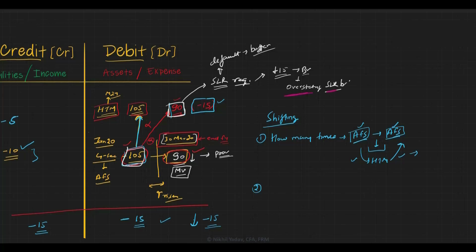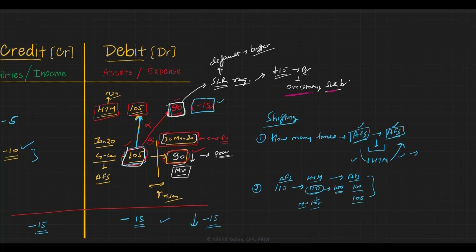Let's say a security was purchased at 110 and was under AFS. During the year it was shifted to HTM at 110 itself when the market value was 107. Let's say the market value was lower, but still it was shifted at the book value. And during the year, the bank amortized the premium and reduced the book value to 100. Now, at the end of the year, it again brought it back to the AFS category at 100. And let's say the market value at that point was 105.